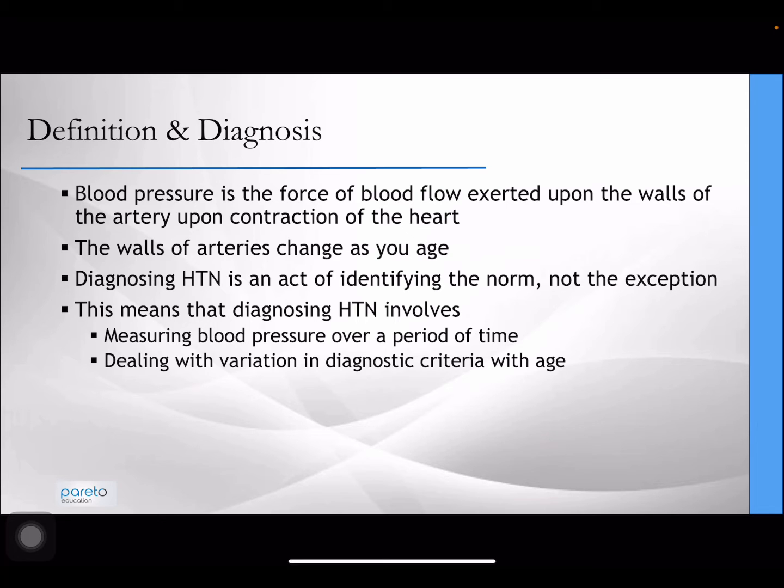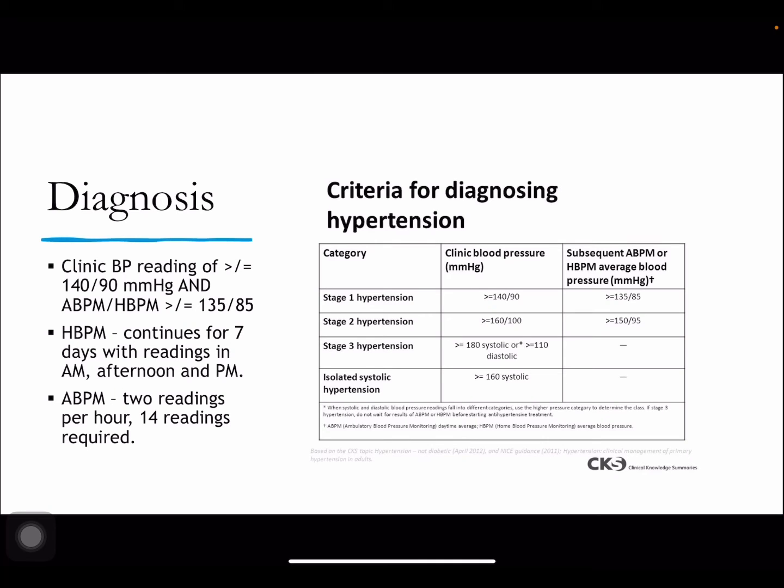And diagnosing hypertension is ultimately an act of identifying the norm, not the exception, because blood pressure can increase acutely. For example, if someone is unwell, for instance, if someone is in pain, or even if someone has anxiety when he or she sees the PA coming to them with a venipuncture ready to take some bloods, as an example. This means that diagnosis of hypertension really is about balancing measuring blood pressure over a period of time and then dealing with the variation in diagnostic criteria with age.